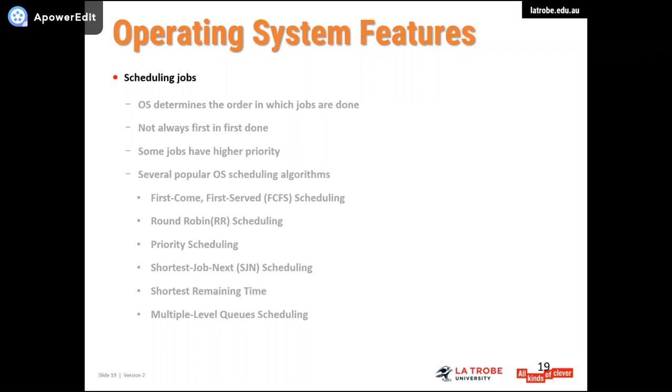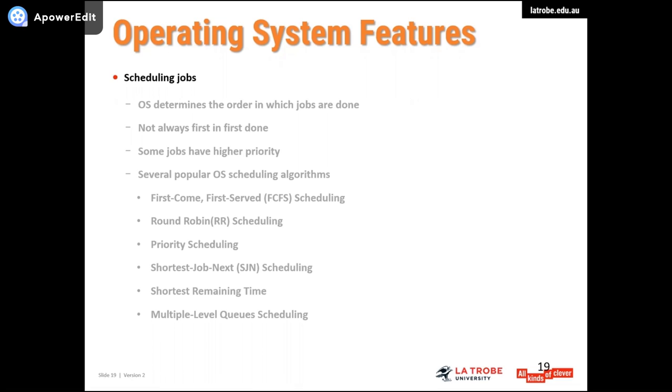So for scheduling jobs, the OS determines the order in which jobs are done. And it's not always first in, first done, because different jobs will be given different priorities and different resources. That's why some jobs have higher priority. This can be done manually; you can set software to be run at a high priority. You can try that in your own Windows.